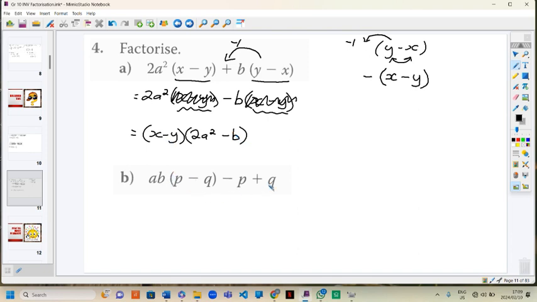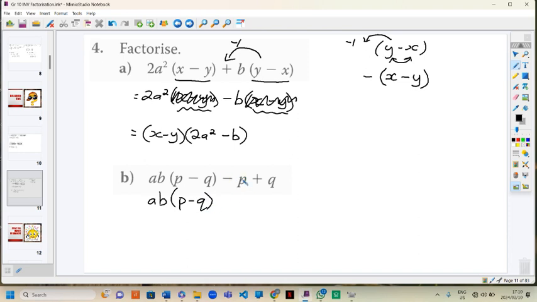Now, I don't have any common brackets. When that happens, look for something that looks common to your bracket. Here I've got a p minus q. Here I've got a p plus q. But there's a minus here. I always want to get to brackets. I want a common bracket always. So a, b, bracket p minus q.